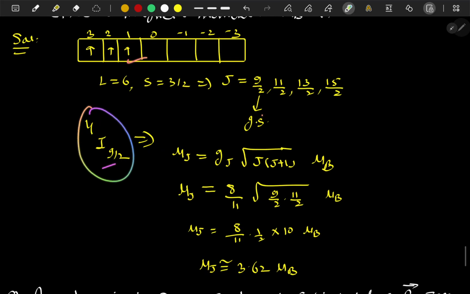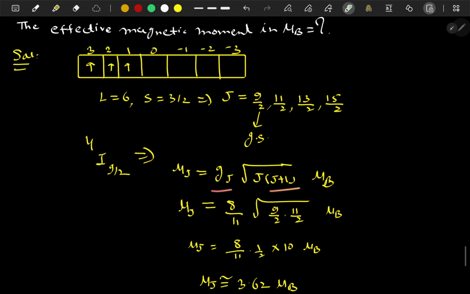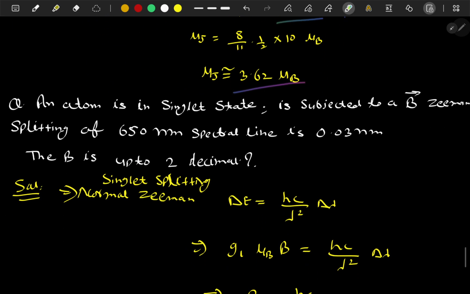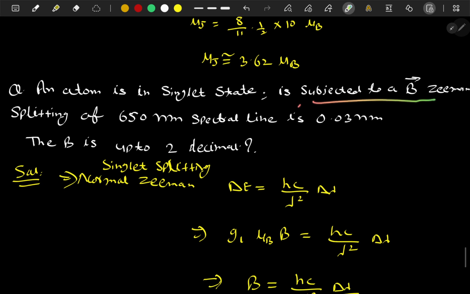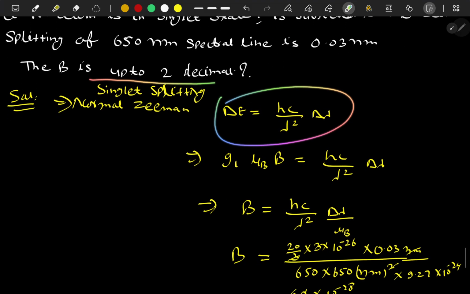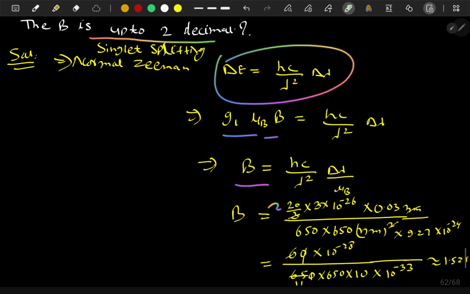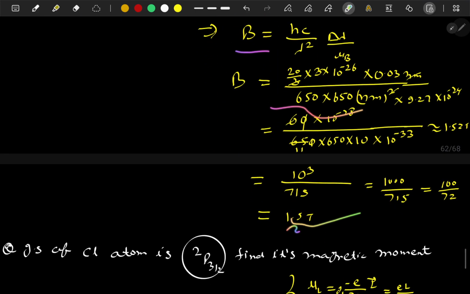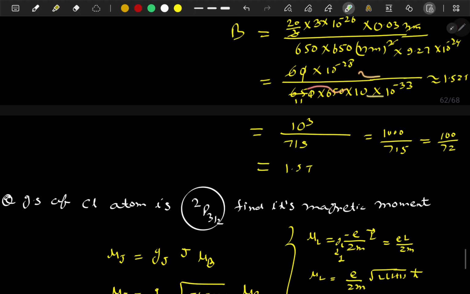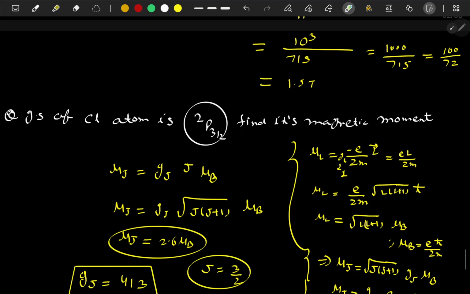So the 2S plus 1 LJ form will be this. So mu J equals gJ times square root of J(J plus 1), gJ is given to us. Just put J and we calculate in mu B. Very good. Next, the atom is in a singlet state. Singlet means S equal to 0, subject to B. The Zeeman splitting of the valence is given to us, and the splitting is also given to us. We also have to find B. So delta E we know this, and delta E equals mu B times B. Just put the values and do the mathematics. You will get an answer of 1.57 something. So very easy peasy. Just use the simple approximation and you can do it. I know you can do it. I had done this, and I am sure if I can do this, anyone can do this.